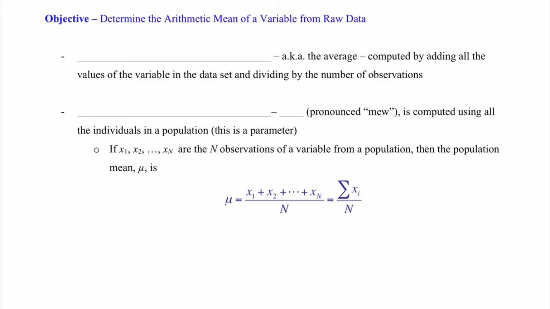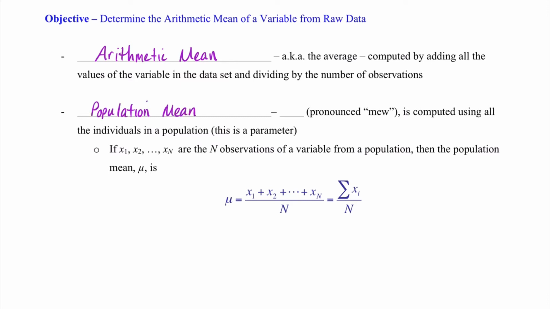Jumping to our first objective then, we need to determine the arithmetic mean of a variable from raw data. Our first vocab word then would be arithmetic mean, which would simply be the average. We compute this by adding all the values of the variable in the dataset and dividing by the number of observations. Next would be the population mean, which is mu.